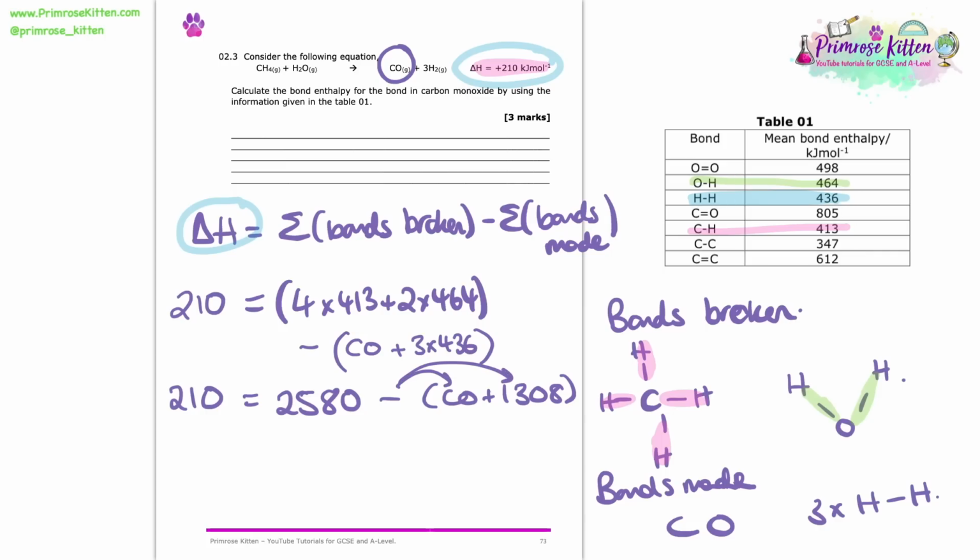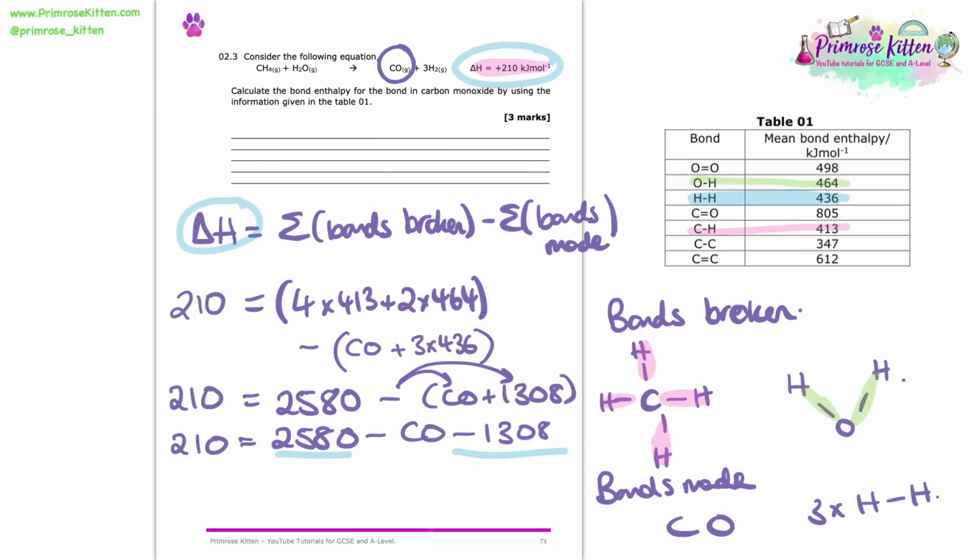Now we have one annoying little factor here of this negative sign, and negative signs I always think can cause a lot of issues. So let's multiply out this bracket, not forgetting the negative, okay, because that will be where we make mistakes. So we have a minus CO minus 1,308. So now we can simplify a little bit more.